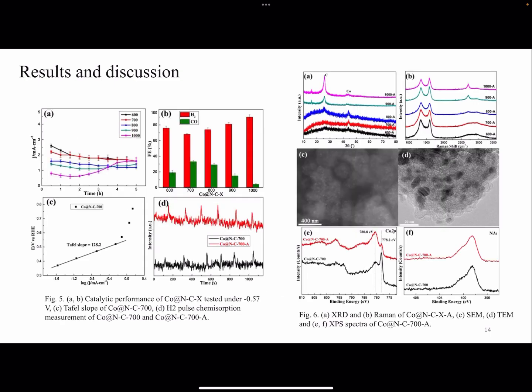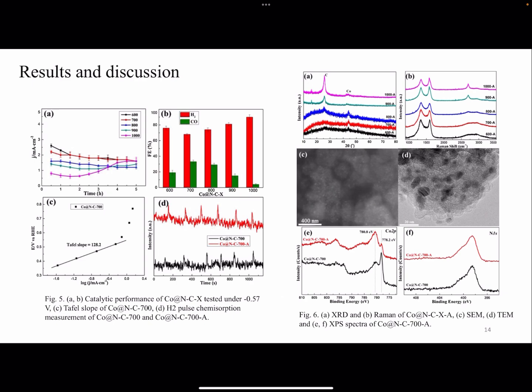Okay, and in figure 5, let's look at the actual product. As shown in image B, CO and hydrogen are the only products, while Co@NC700 shows the best CO selectivity at 33%. And we notice that at higher temperatures, like 1000 Celsius degrees, the HER dominates, reaching a Faradaic efficiency of 92%. This confirms that large exposed cobalt particles are selectively active for HER.